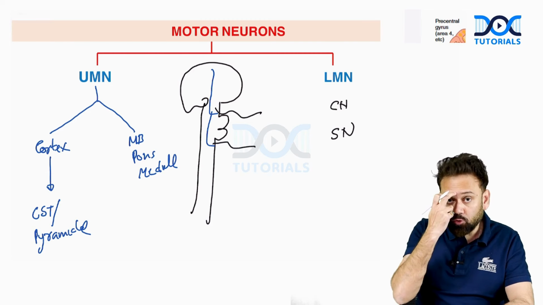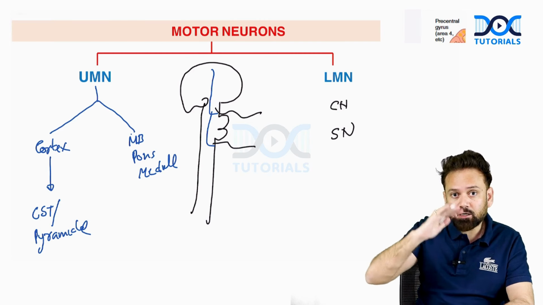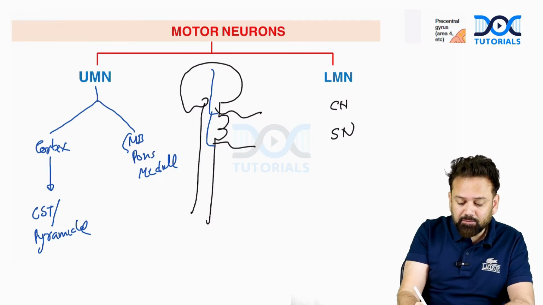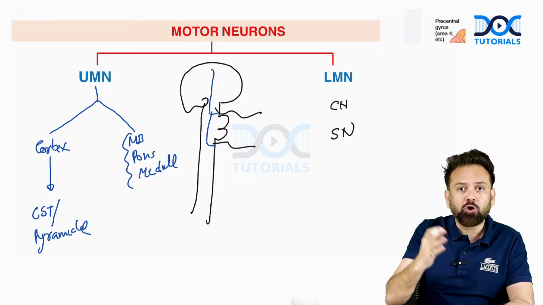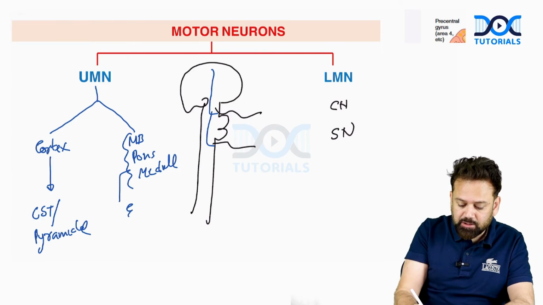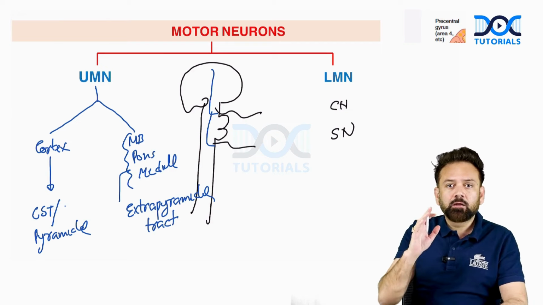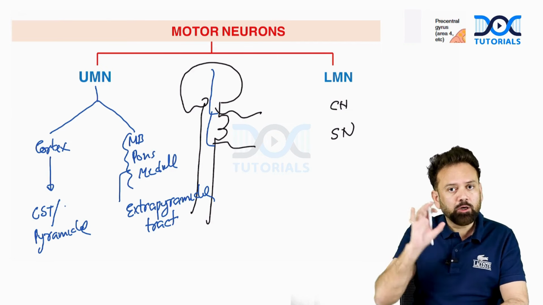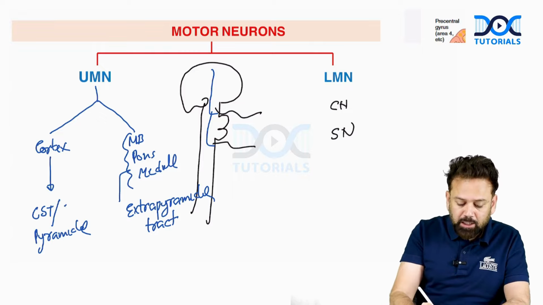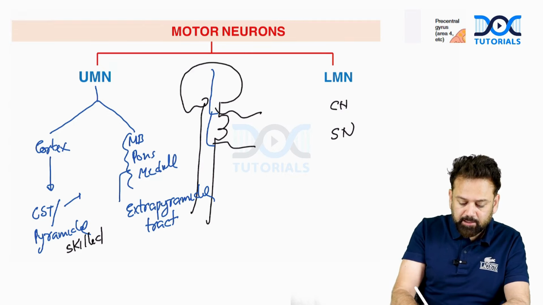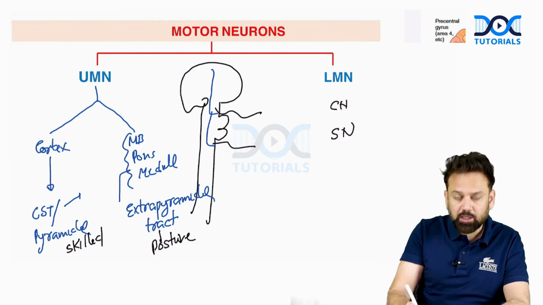Pyramidal tract. And those coming from higher center and controlling lower motor neuron from anywhere except the cortex, midbrain, pons, medulla, whatever, are called extrapyramidal tract, like reticulospinal, rubrospinal. Basically, pyramidal tracts are for skilled motor activity, and extrapyramidal are mainly for posture, for postural control.